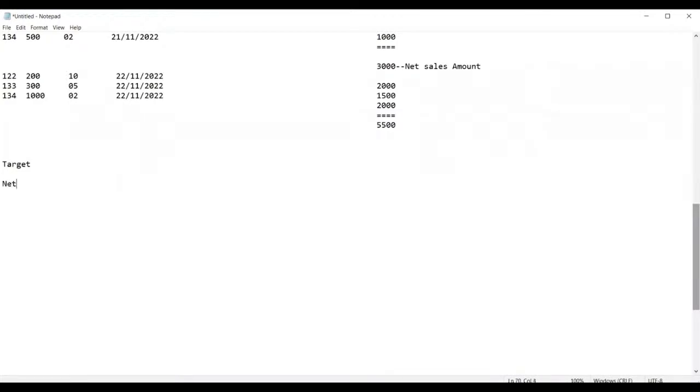Net sales amount, underscore, sales underscore amount. Net sales amount is what, guys? 3000. And now for which date is it? So I'm declaring one more column here, that is date of sales. Date of sales, I'm using it as 21/11/2022. And then we have what, guys? Tell me now.